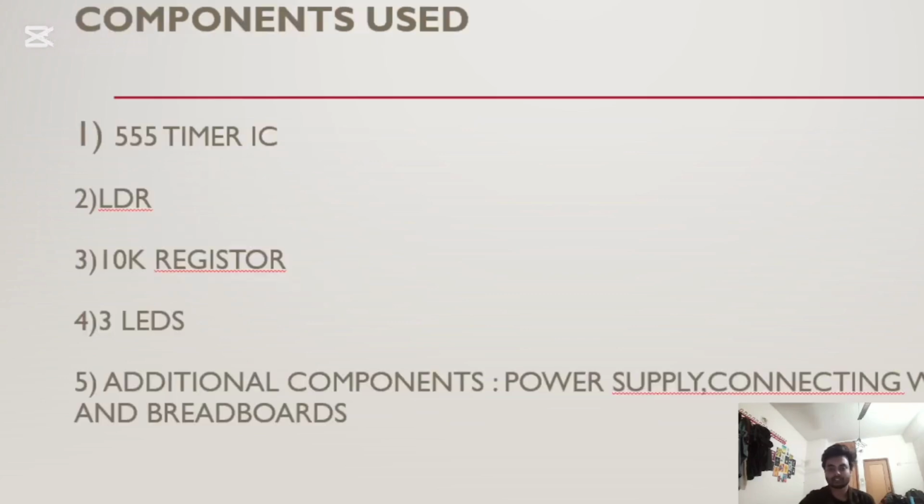My next part is components used. Here we mainly use four components: 555 timer IC, LDR, 10K resistor, and 3 LEDs. Additional components we use: power supply, connecting wires, and breadboard.